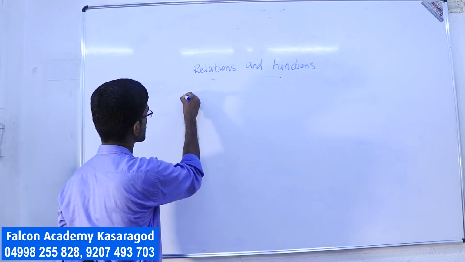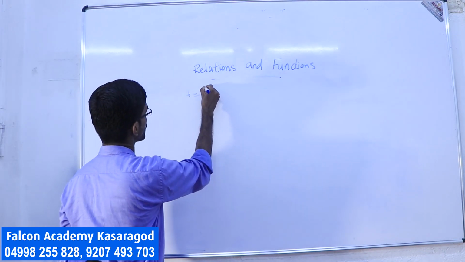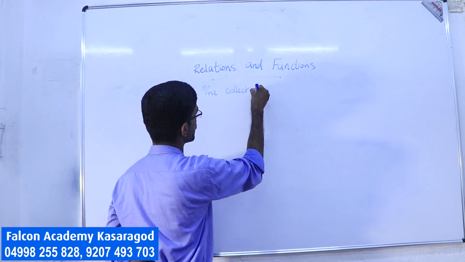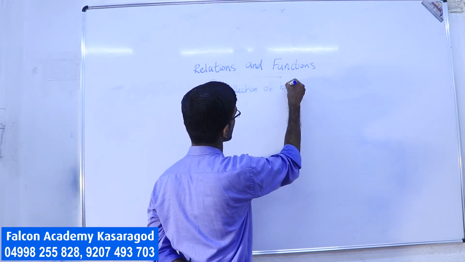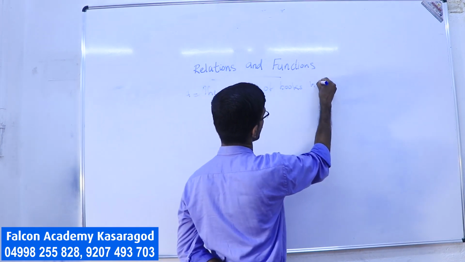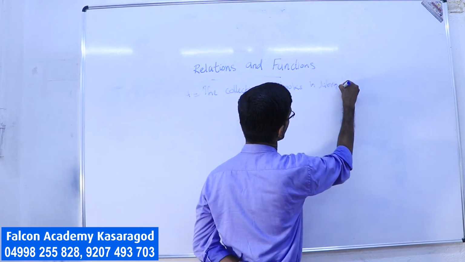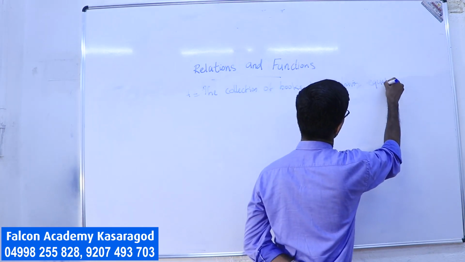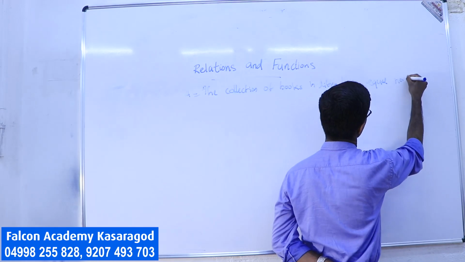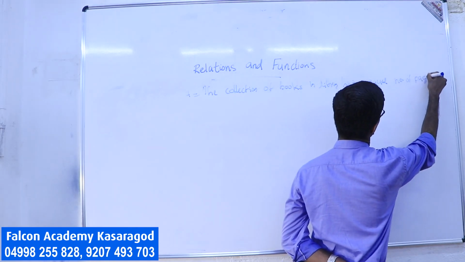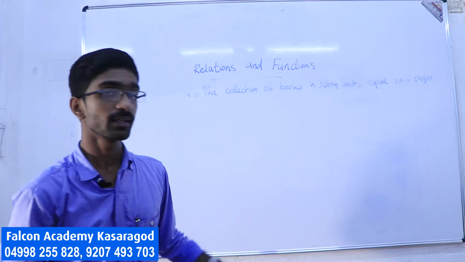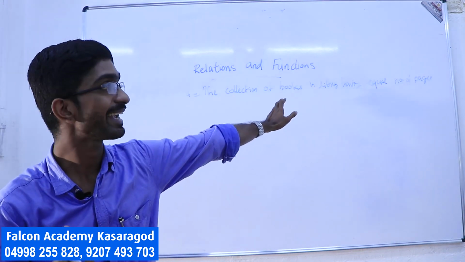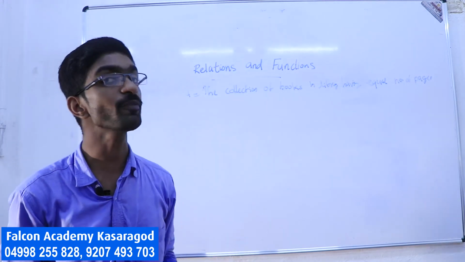Let us consider the set A as the collection of books in a library having equal number of pages. Okay, the set A is defined as the collection of all books in a library having equal number of pages.